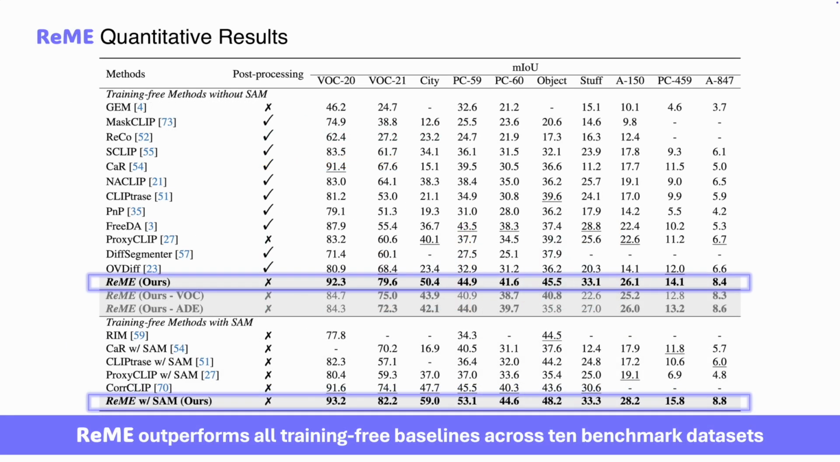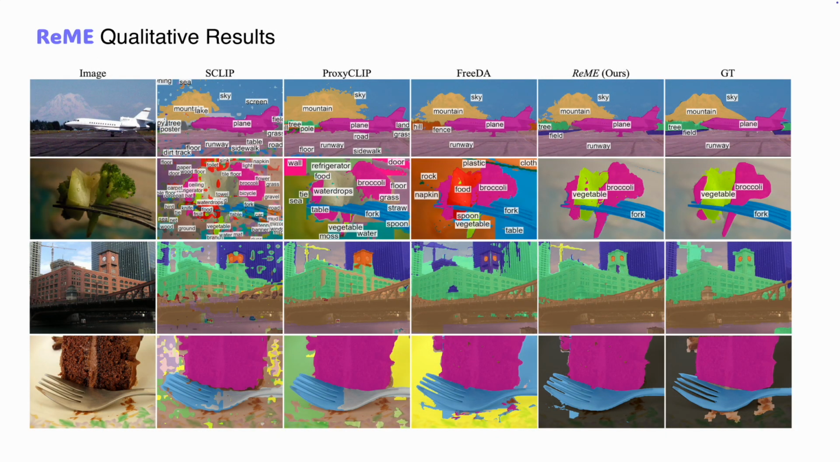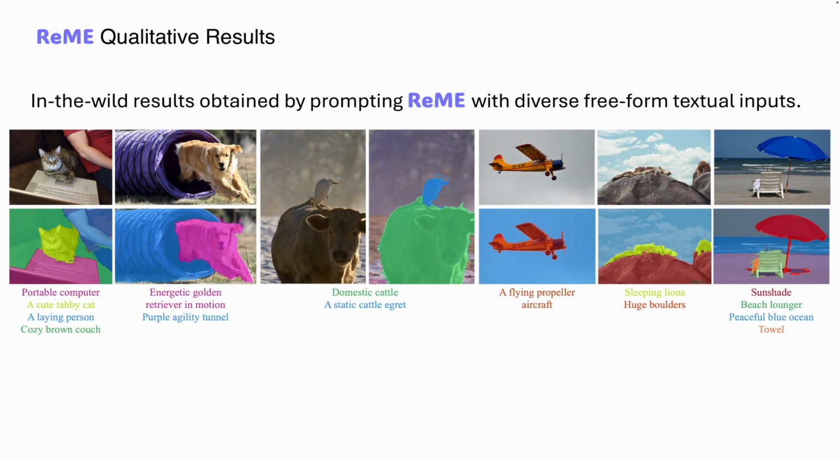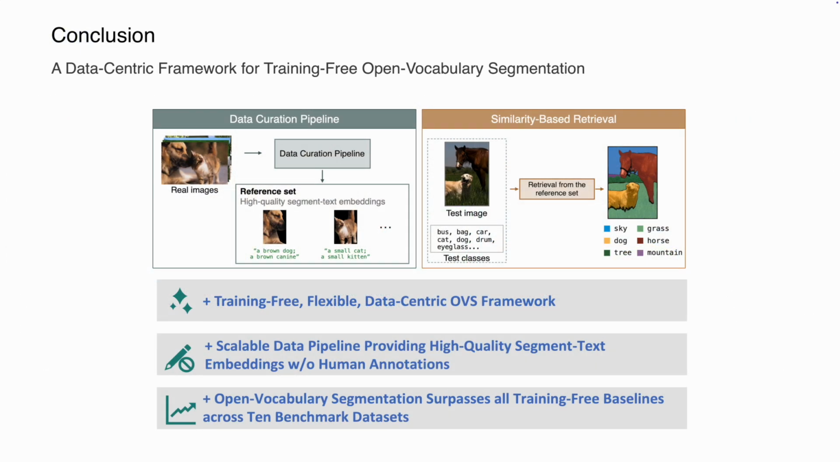Extensive experiments show that ReME consistently outperforms existing training-free methods across 10 benchmark datasets. Beyond quantitative evaluation, qualitative results further demonstrate ReME's capability of producing high-quality results. In conclusion, we introduce a novel training-free OVS framework focused on quality-driven data refinement. Our scalable data pipeline generates high-quality segment text embeddings without human annotations. Using a simple retrieval strategy, our approach outperforms all existing training-free baselines across 10 benchmark datasets.